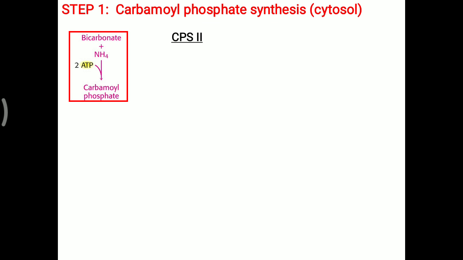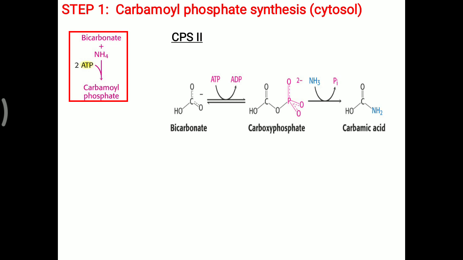The first step or first enzyme is CPS2, carbamyl phosphate synthetase 2. Why is it 2? Because CPS1 is already coming in the urea cycle, which is present inside the mitochondria. So you don't have to confuse CPS1, which is present in the mitochondria, while CPS2 is present in the cytosol.